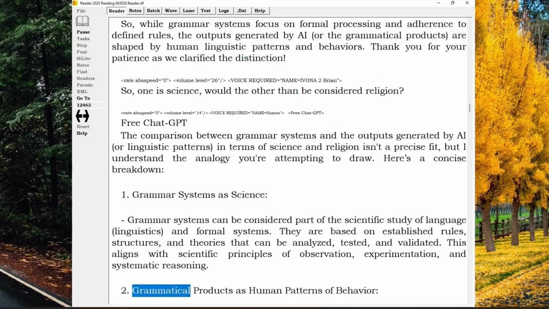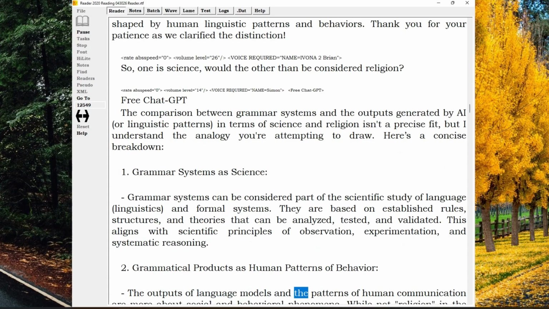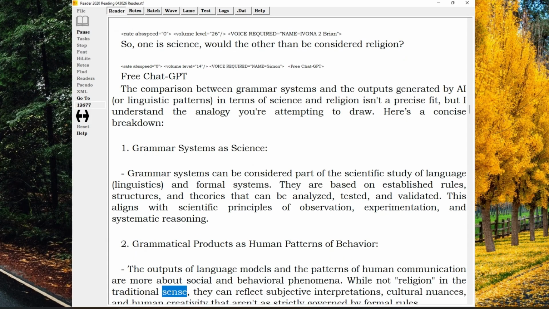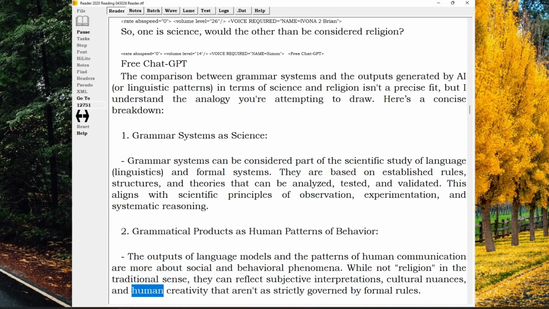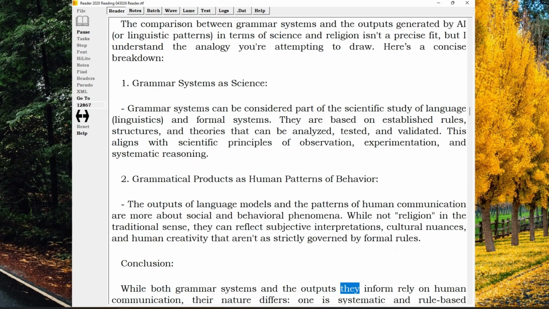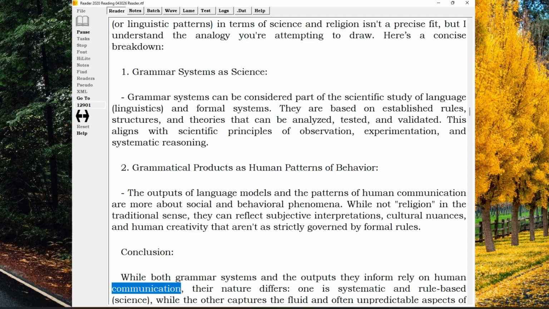2. Grammatical products as human patterns of behavior. The outputs of language models and the patterns of human communication are more about social and behavioral phenomena. While not religion in the traditional sense, they can reflect subjective interpretations, cultural nuances, and human creativity that aren't as strictly governed by formal rules. Conclusion. While both grammar systems and the outputs they inform rely on human communication, their nature differs.